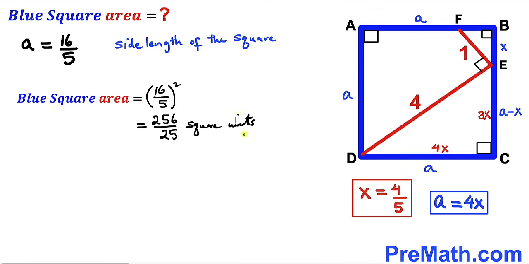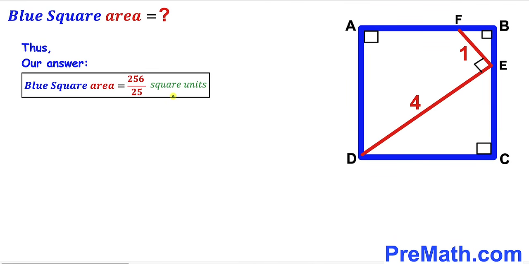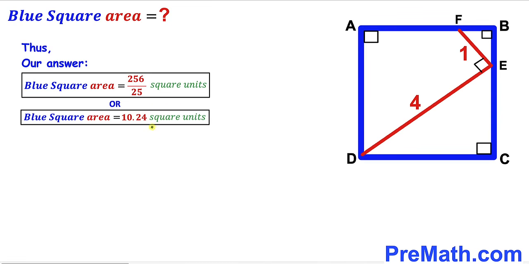units. So after all the calculations and manipulations, the area of this blue square ABCD turns out to be 256 divided by 25 square units. In terms of decimals, that is equal to 10.24 square units as well. And that's our final answer.